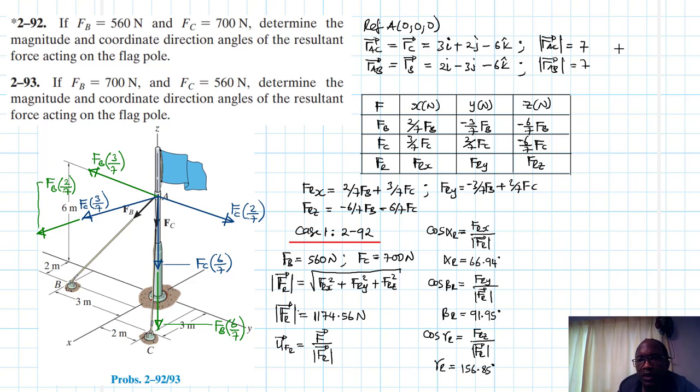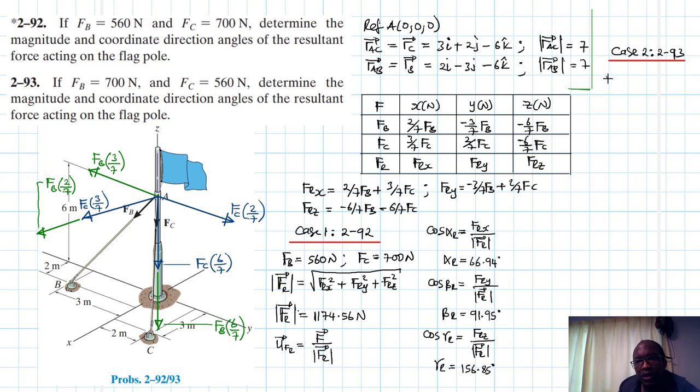Let's go to the second case. Let's call this case 2, which is 2-93. Let me just create a small boundary here, like so. Okay, great. Alright, so now let's work out this.